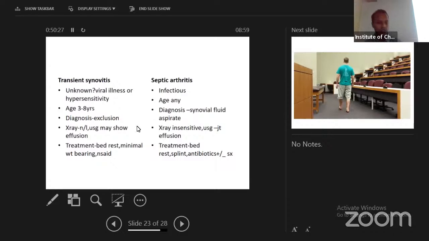X-ray is normal and USG may show effusion in case of transient synovitis, while in case of septic arthritis, X-ray is insensitive and ultrasound shows joint effusion. Treatment in case of transient synovitis is bed rest, minimal weight bearing and NSAIDs. Septic arthritis treatment is bed rest, splinting, antibiotics, and if needed, surgery should be considered.